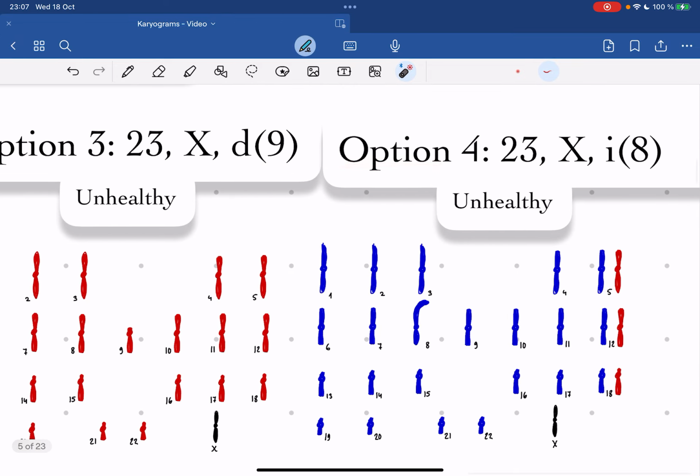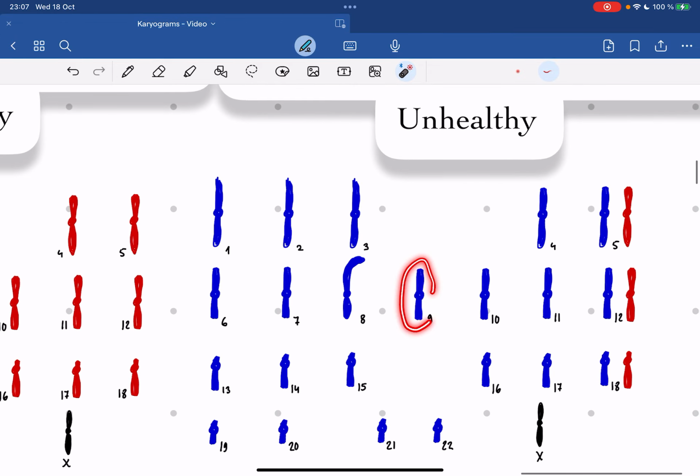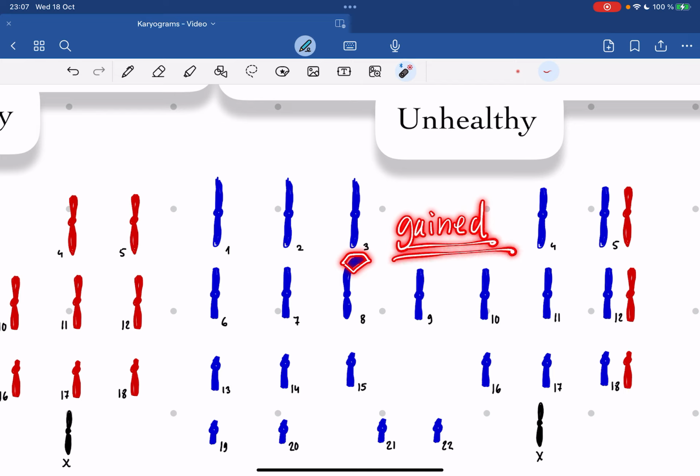Option 4 is the opposite. So here we chose the typical chromosome for number 9, and then number 8 we chose the one that had the piece inserted. However, now we have an additional. Actually, technically, this piece is the same as this piece. So we have gained information here, because technically this would have been equal had this piece not existed.